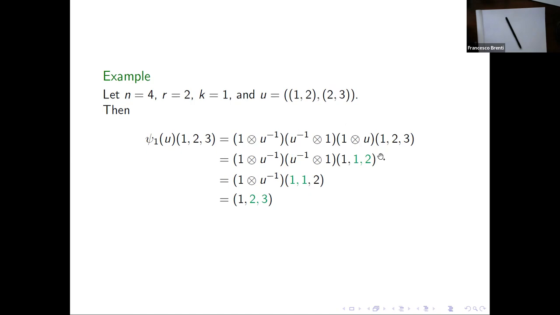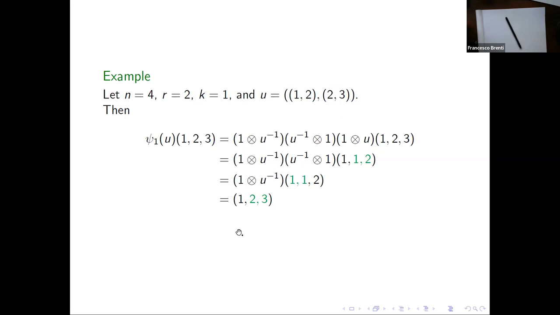Now I apply u inverse tensor 1 to (1, 1, 2). u inverse applied to (1, 1): (1, 1) is a fixed point of this permutation. So that's (1, 1), and the identity on 2, of course, gives me 2. Now, finally, I have to apply 1 tensor u inverse. 1, of course, leaves the 1 here. u inverse applied to (1, 2) gives me back (2, 3). So in the end, this permutation of the three-dimensional cube of size 4 sends the point (1, 2, 3) to (1, 2, 3).